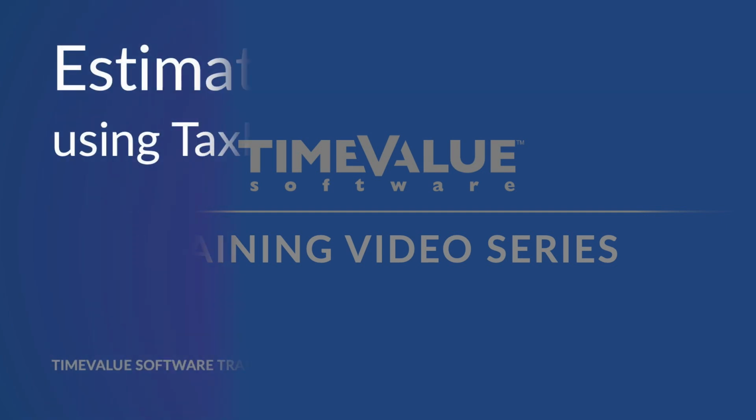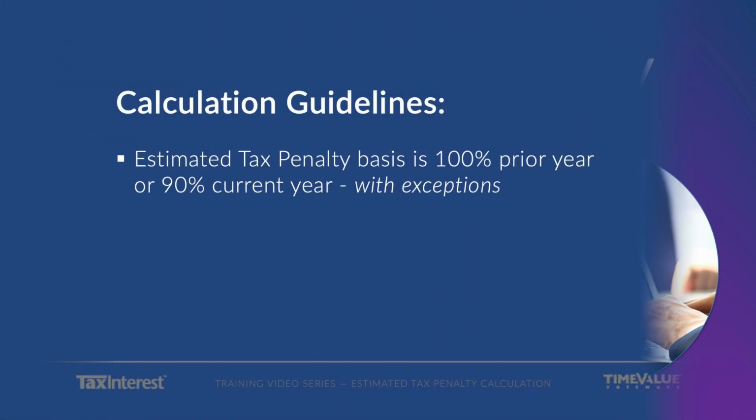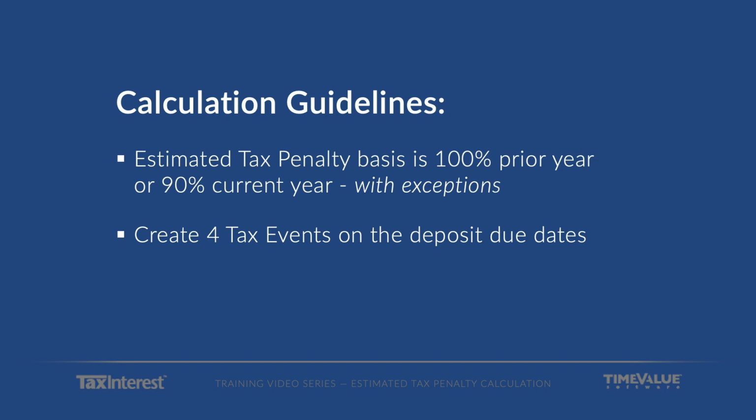Our topic today is the estimated tax penalty using TaxInterest software. Calculation guidelines: the estimated tax penalty basis is 100% of the prior year or 90% of the current year, whichever is lower, and there are exceptions for seasonality and other items. What we're going to do is create 4 tax events on the deposit due dates, and then calculate the interest through the tax due dates. So the estimated tax penalty is actually an interest calculation.